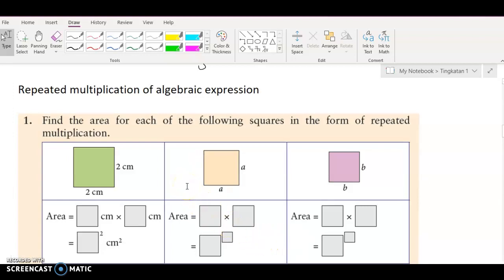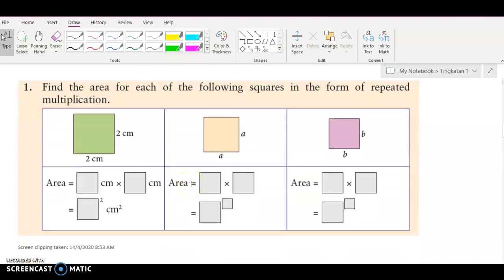So how do you want to solve this? We look at this first. Find the area of each of the following squares in the form of repeated multiplication. We can see that over here 2 times 2 means that we can put it in a bracket. I've told you before, when it involves squares, you have a number that when multiplied with itself, you will get 2 times 2. 2 to the power of 2 means 2 times 2. So what happens if we replace number 2 with a? A times a means that you have a to the power of 2. B also, you will get b times b, which is b to the power of 2.